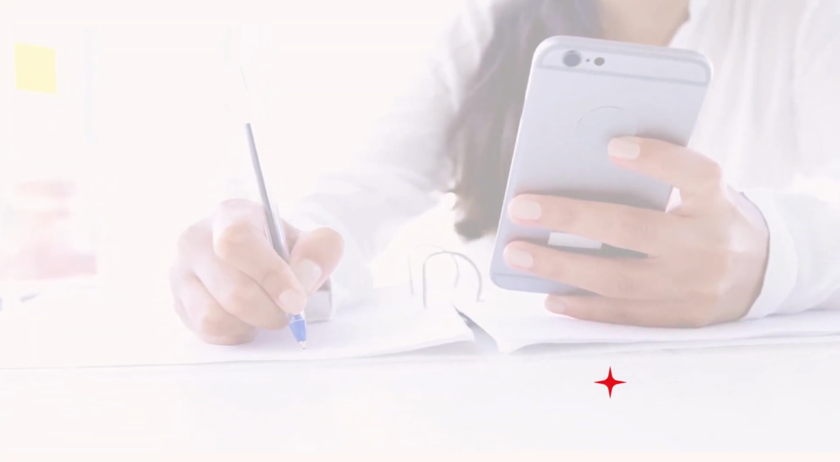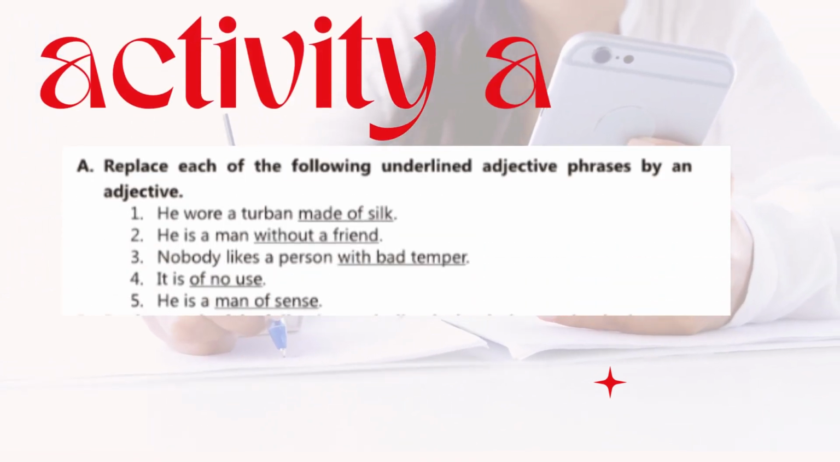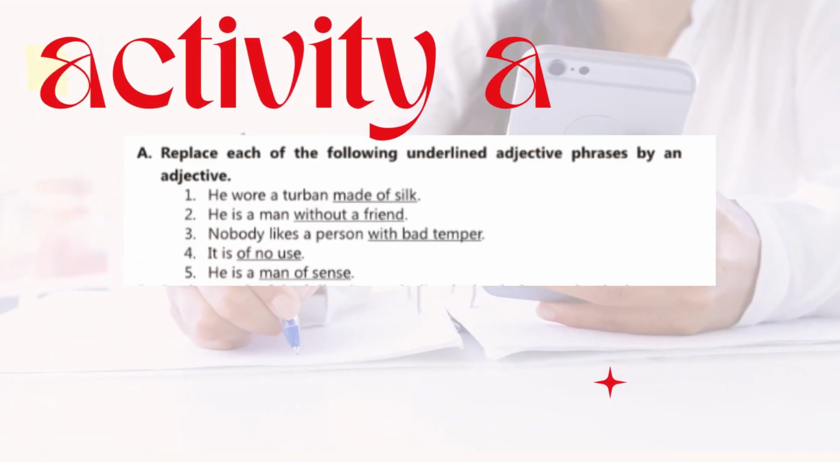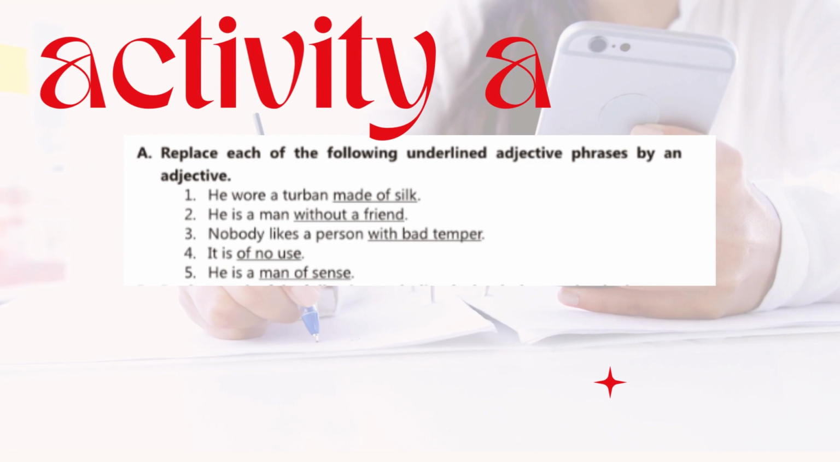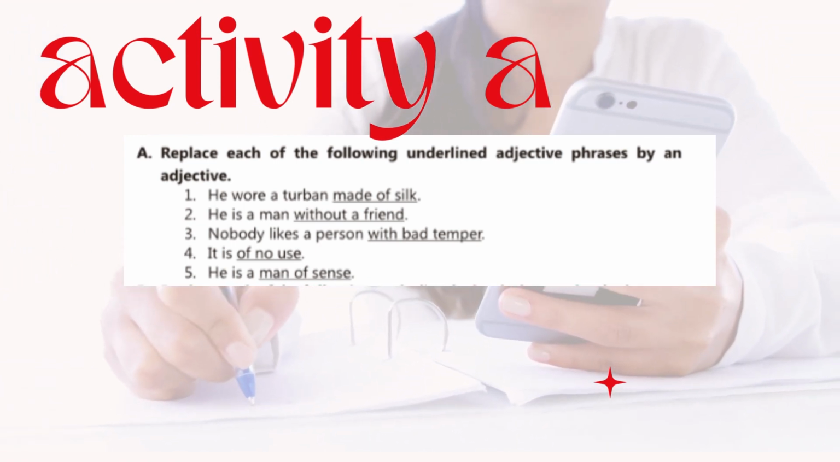Let's take some learning check. It's activity A given at page number 87 of your textbooks. The underlined group of words are adjective phrases. You have to replace them with an adjective.